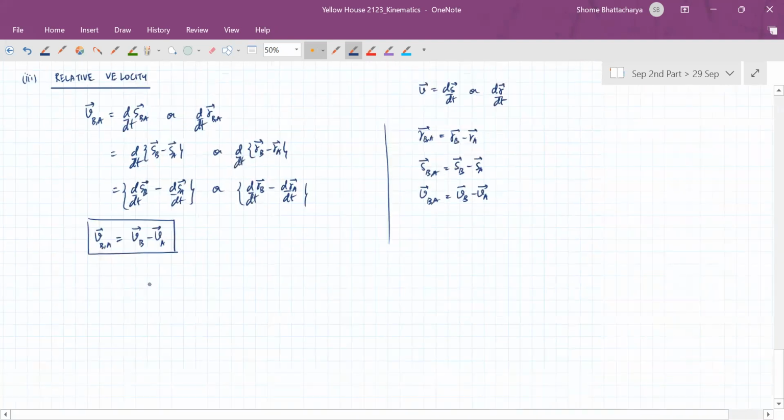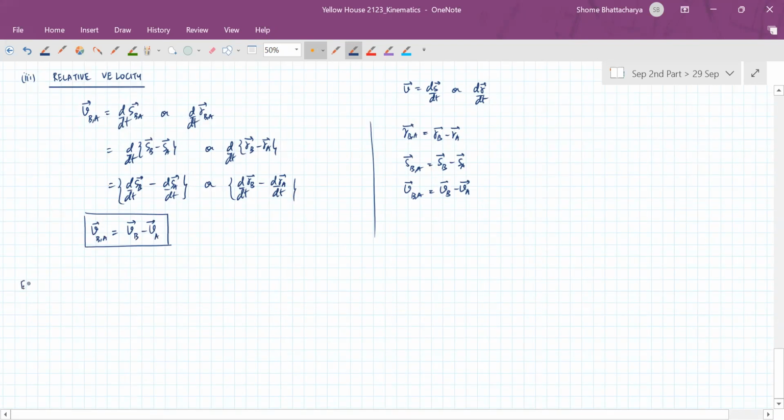So through this now we can revisit those examples that we were talking about earlier. If A is moving at, let's say, 20 meters per second, and B is moving in this direction at 30 meters per second, then we can write V_A as plus 20 i cap, V_B as plus 30 i cap, or in one dimensional form, we can just write this as plus 20 and plus 30.